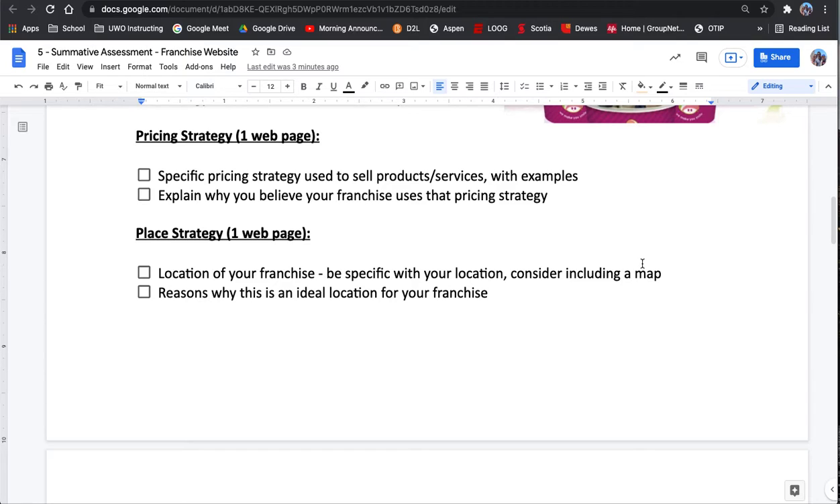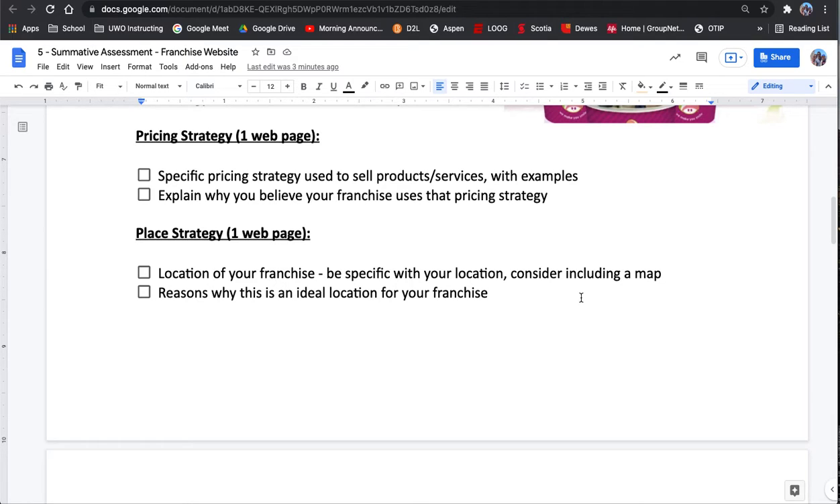Once we're done pricing strategy, we go on to the place strategy. So tell me where you are going to place your franchise. This is where you want to get as specific as possible. So if I'm looking at Belleville, I might choose to put a McDonald's, say, on Bell Boulevard, all the way west where the new casino is, where the new Second Cup is. There's a new hotel there. There seems to be a lot of development going on there.